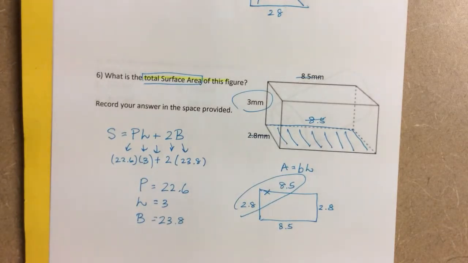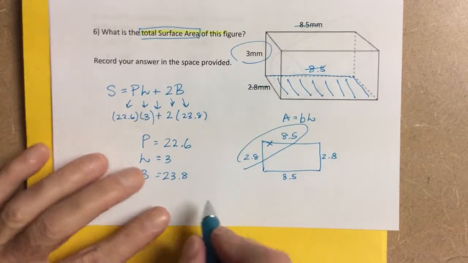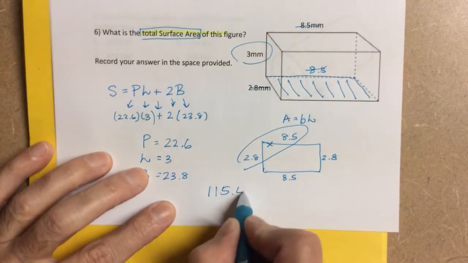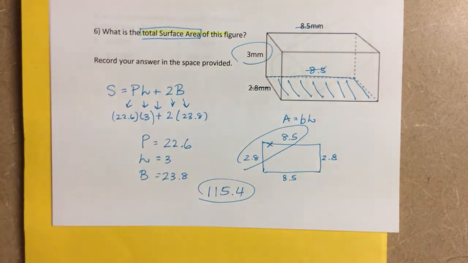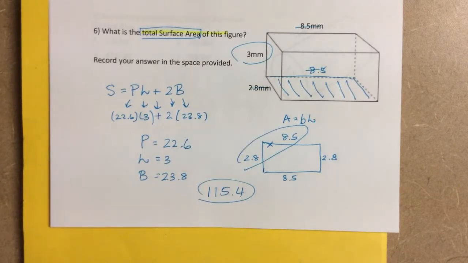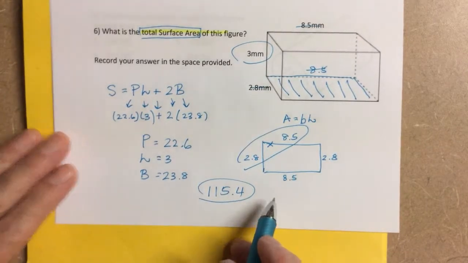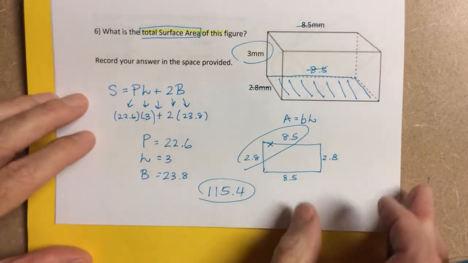On problems that are this easy, it helps to try more than once, especially if it's open-ended like this one is. The answer is 115.4. Since it's an open response, I tried it twice to make sure I had the correct answer. You should too.